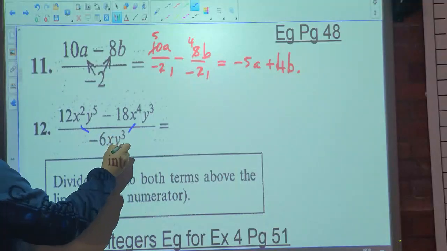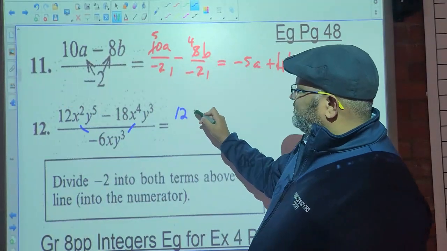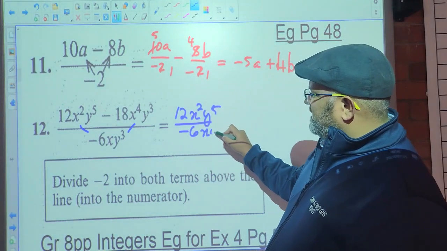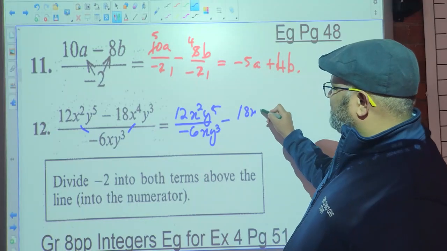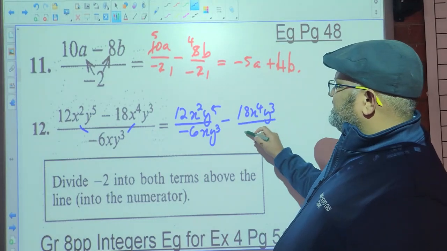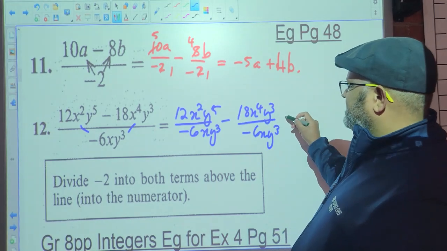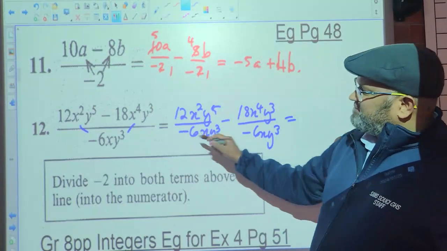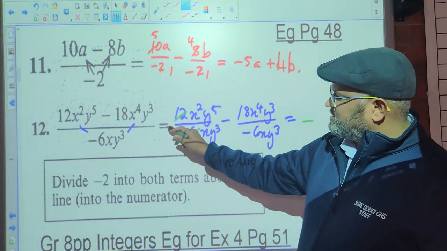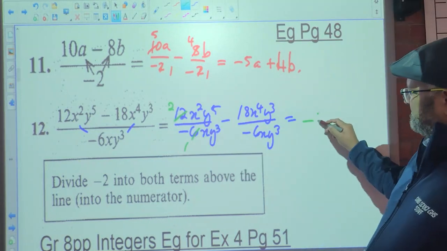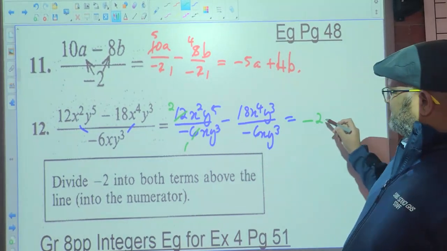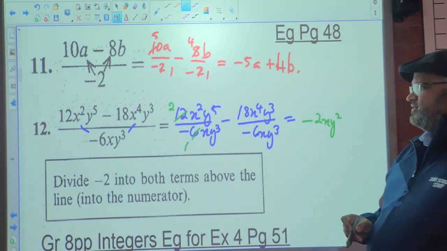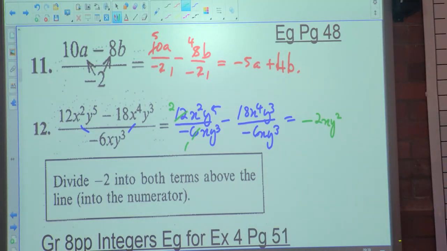Again, each one on its own. It's going to be 12x squared y5 over negative 6xy cubed minus 18x4y cubed over negative 6xy cubed. Okay. Now we say positive divided by negative, negative. 6 going into 6 once, 6 going into 12 twice. x squared over x is going to give you x. y5 over y cubed. You all agree with that?